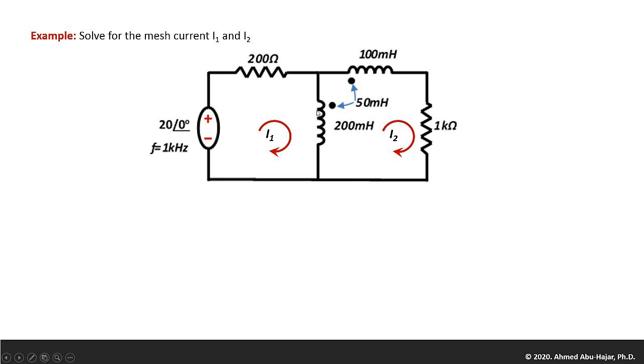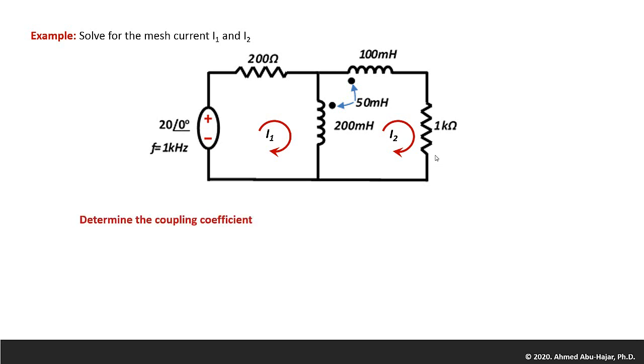Then we have this inductor which is L1 and this inductor which is L2. They have this mutual coupling between them, and we wanted to solve for the phasor currents I1 and I2. So how are we going to do that using LTSPICE?